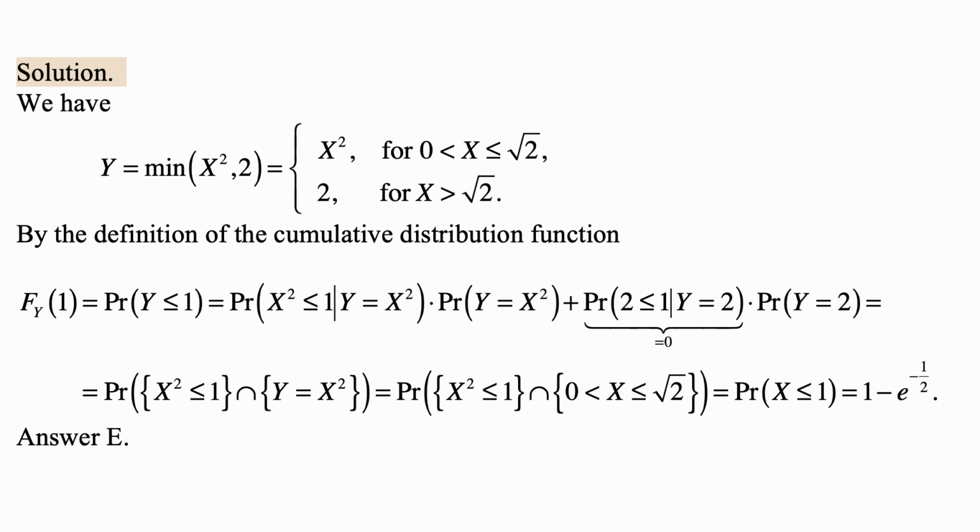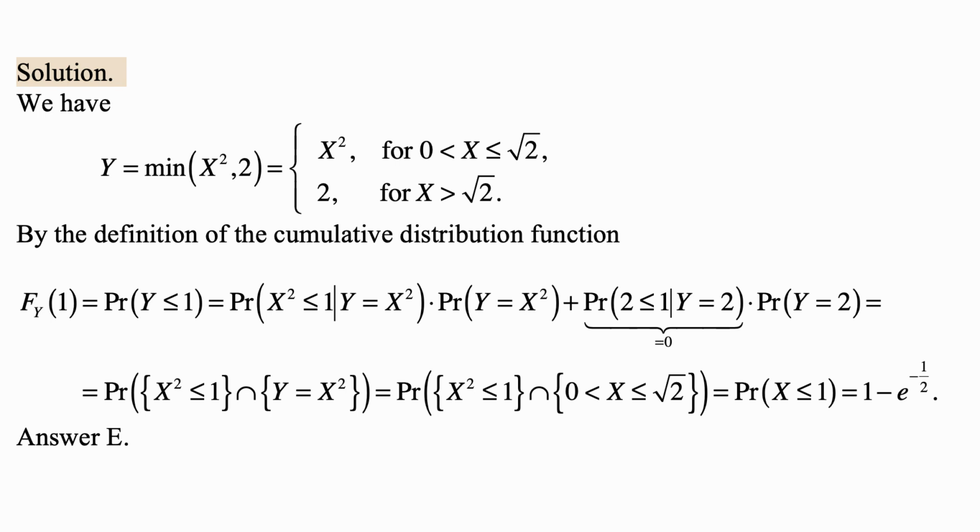times the probability that Y is equal to X squared. But by the definition of the conditional probability, this actually has to be equal to the probability of the intersection of the two events, that X squared is less than or equal to 1, and that Y is equal to X squared. That's the same as the probability that X squared is less than or equal to 1, and X is greater than 0 and less than or equal to square root of 2.